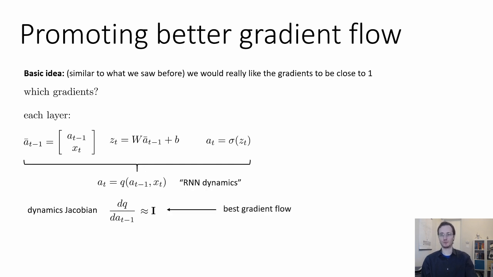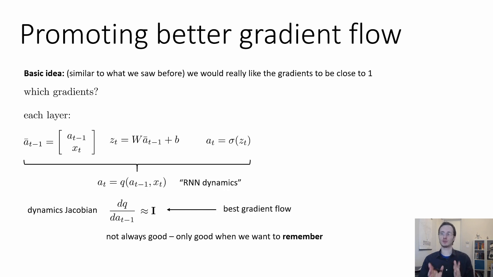So the best gradient flow would be if this Jacobian has eigenvalues of 1, or even better, if it's close to identity. Now, of course, we don't just want to force the derivative to always exactly be identity, because sometimes we do want to forget things, and sometimes we want to transform them in various interesting ways. So just forcing this to be identity is not going to work.